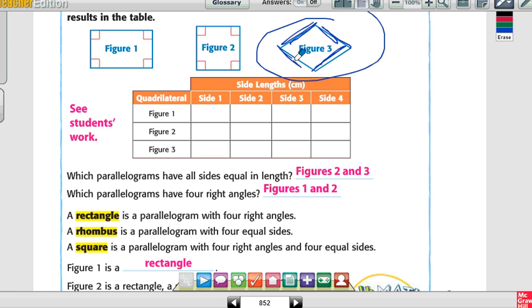So which parallelograms have all sides that are equal in length? It's figure 2 and figure 3. Which ones have 4 right angles? Figure 1 and figure 2.